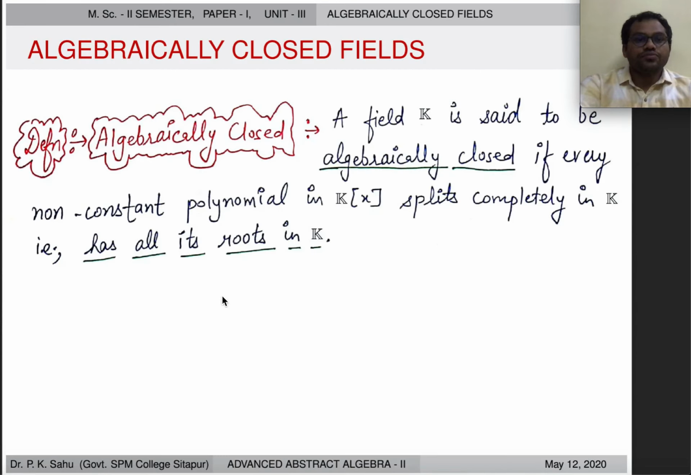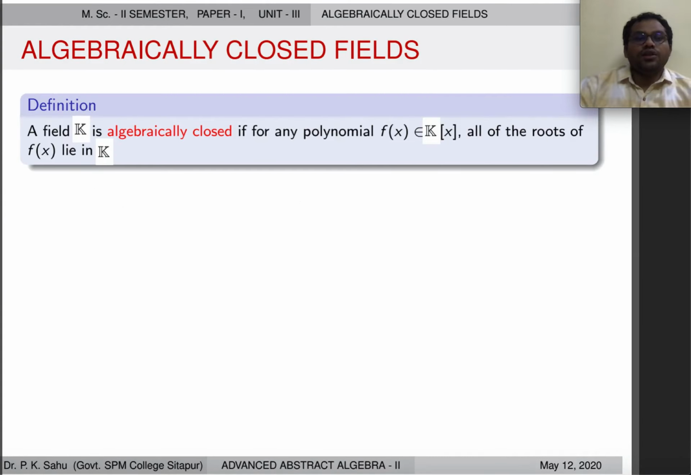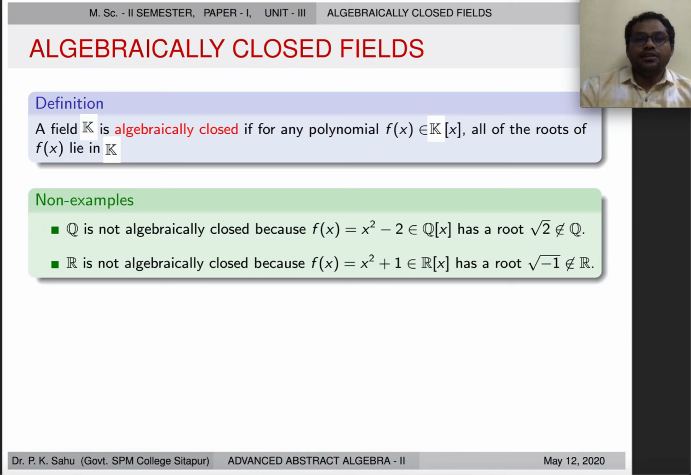So first of all, what is algebraically closed field? A field K is said to be algebraically closed if every non-constant polynomial in K[x] splits completely in K. Means it has all its roots lying in K. Now, we can say for any polynomial f(x) in K[x], all the roots of f(x) must lie in K, then only it is algebraically closed.